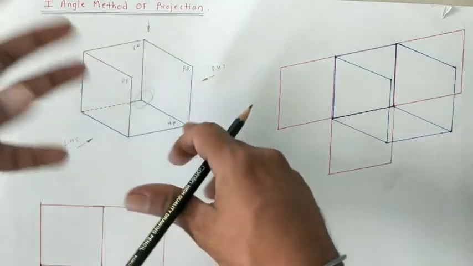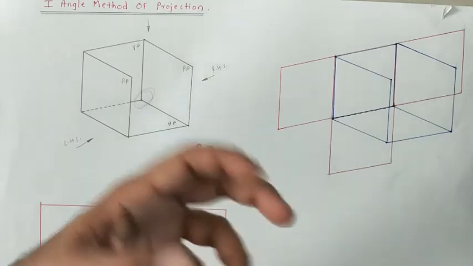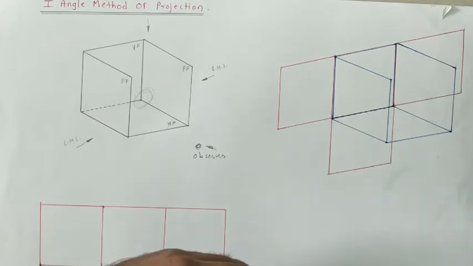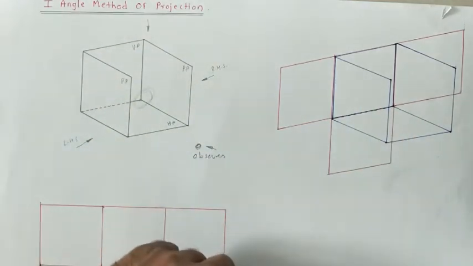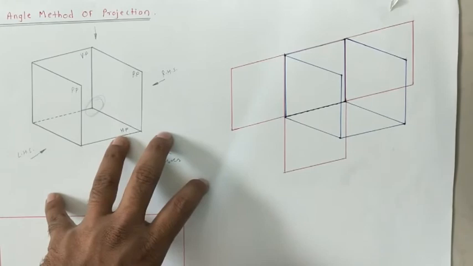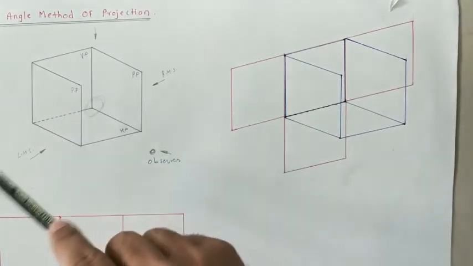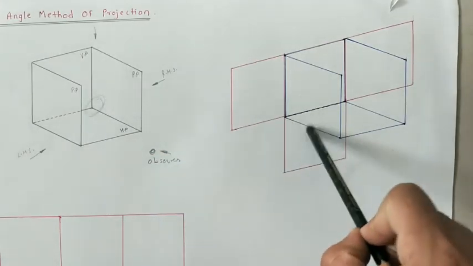So ultimately we get 4 different views when the object is placed in the first quadrant, and we get all those 4 different views on 4 different planes which are perpendicular to each other. But when it comes to drawing on plain paper, we have to bring all these 4 different planes onto one single plane. So how do we do that? For that we have this second diagram.